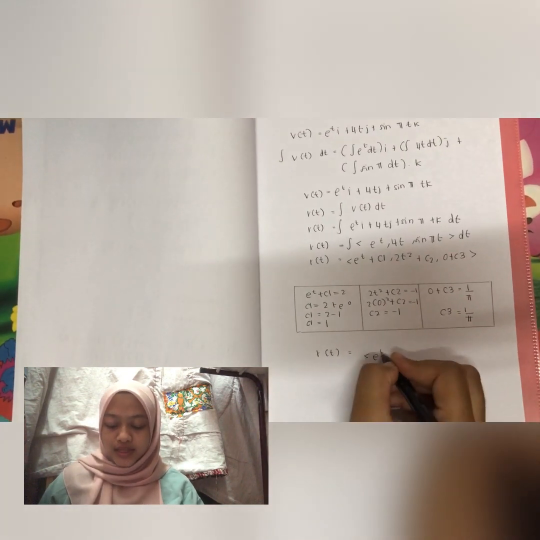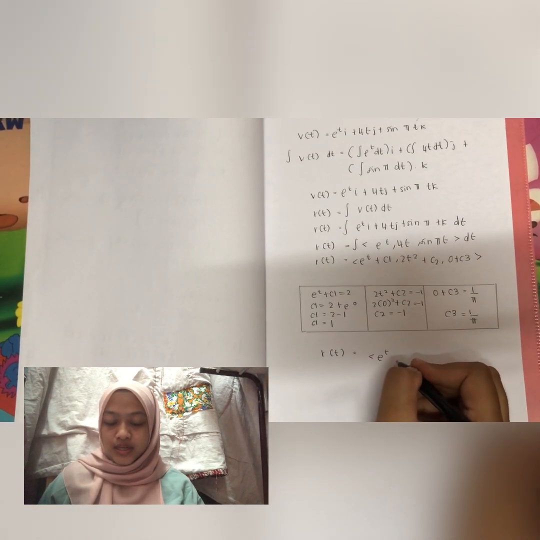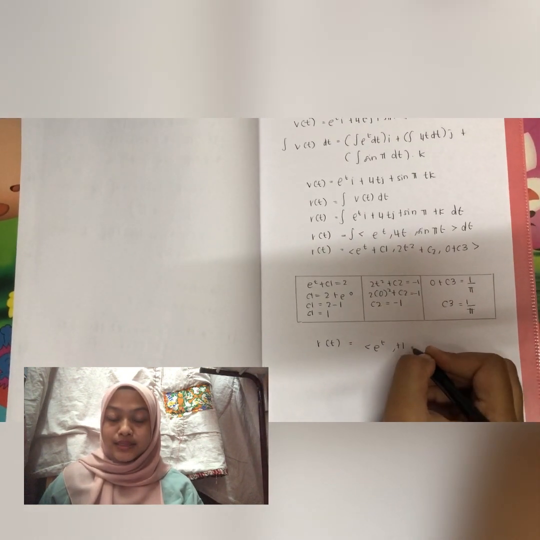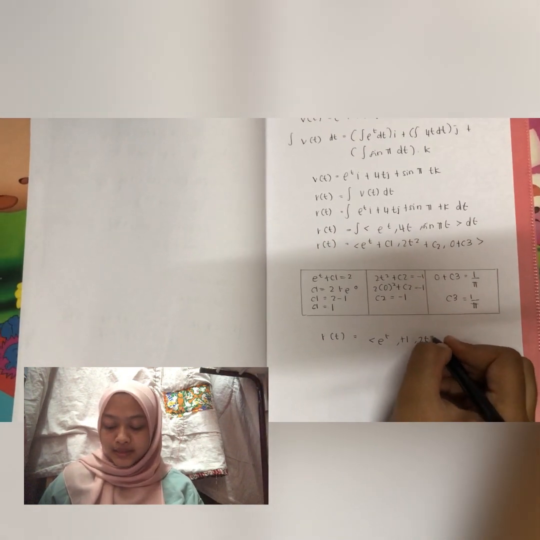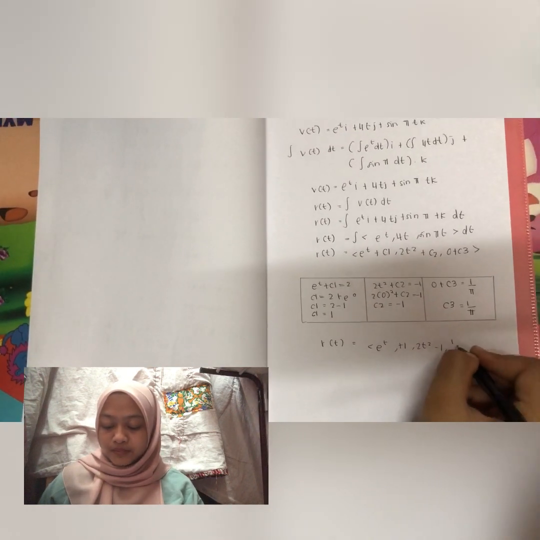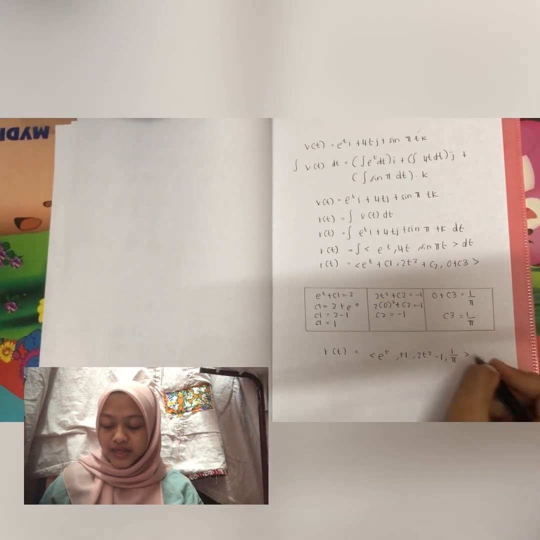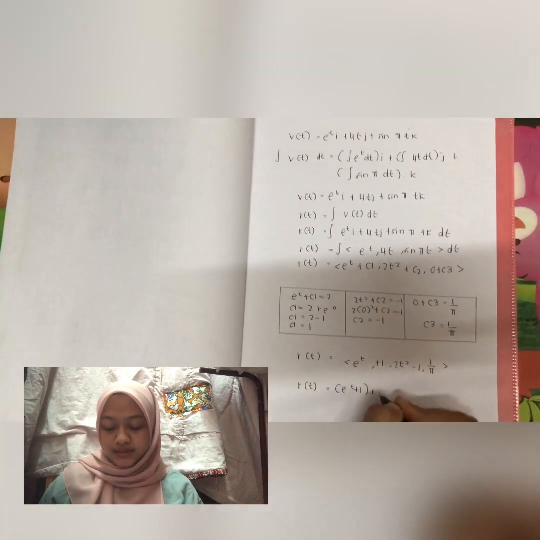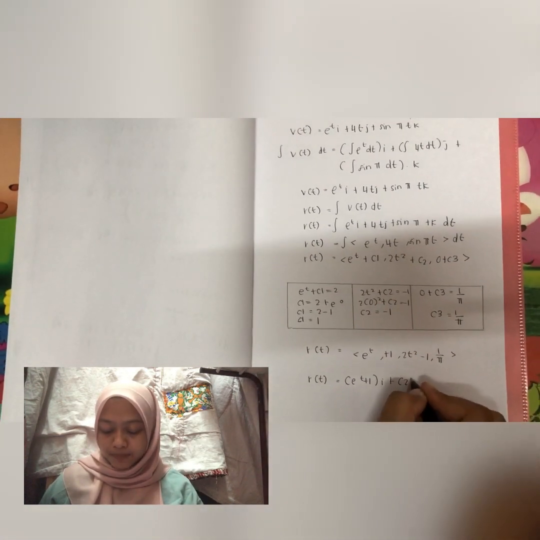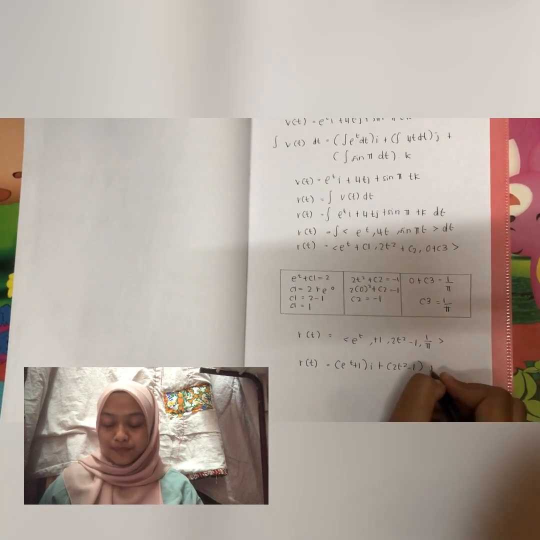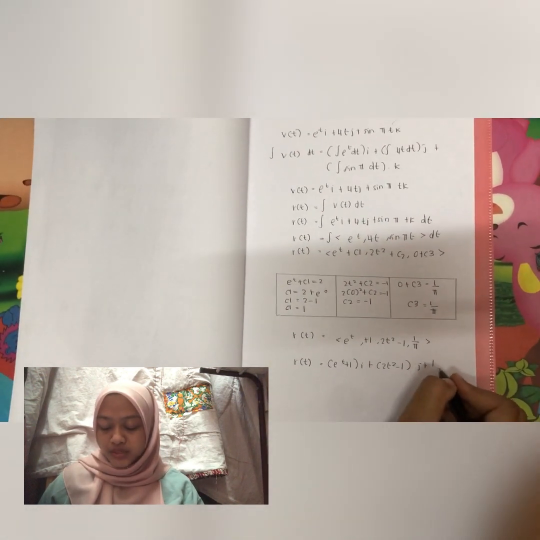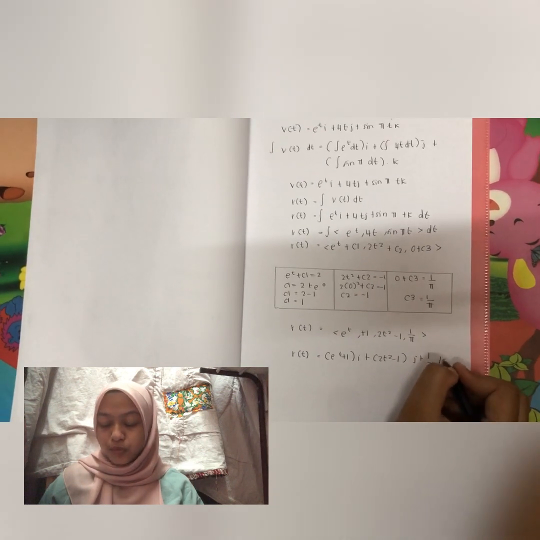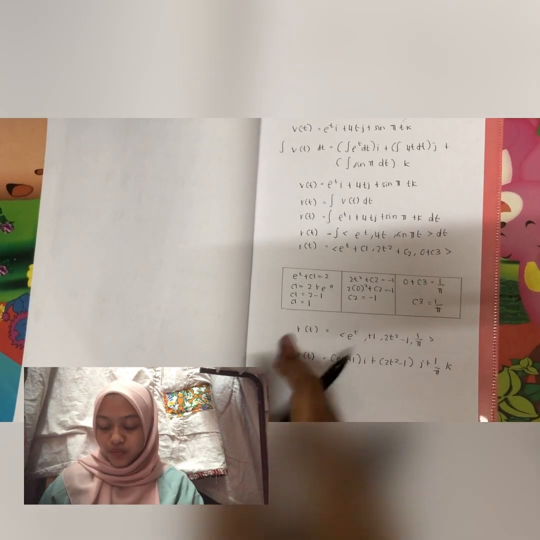Therefore, r(t) is e to the power of t plus 1, 2t squared minus 1, 1 over pi. So r(t) will be e to the power of t plus 1 multiplied with i, plus 2t squared minus 1 multiplied with j, plus 1 over pi multiplied with k.